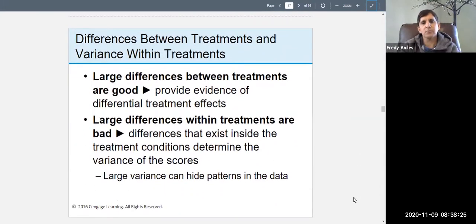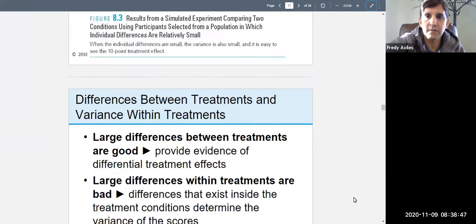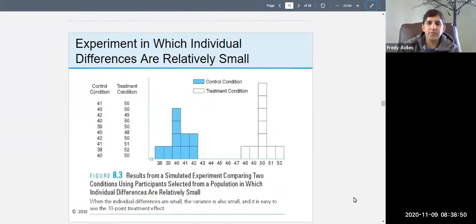So here's what I'm trying to explain: differences between treatments and variance within treatments. Large differences between treatments are actually good. If you have a lot of variation between your treatment group and your control group, that's actually good. That allows you to see the difference very easily. It allows you to find significance very easily. So if I go back to the image here, you can see there's a large variation between those in the control group and the treatment condition. You can see the large variation there. There's no overlap. So that's good. That allows you to more easily find significance.